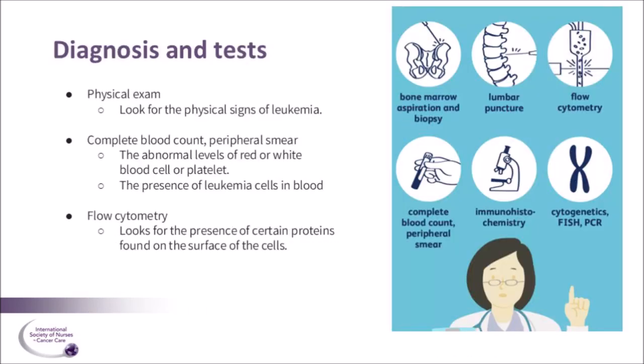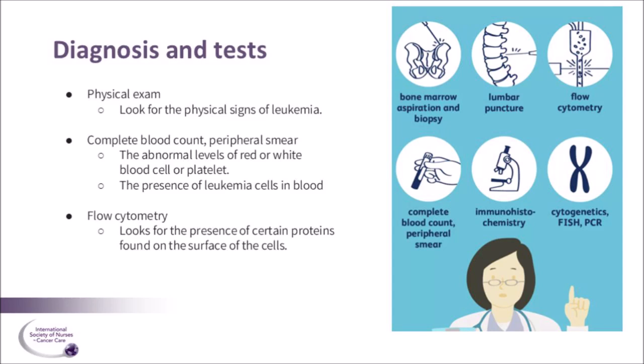Diagnosing leukemia involves a physical exam to look for any physical signs of leukemia. Doctors will ask about your symptoms and feel for swollen lymph nodes and an enlarged spleen or liver. They may also inspect your gums for bleeding and swelling. They may look for a skin rash associated with leukemia that may appear red, purple or brown.